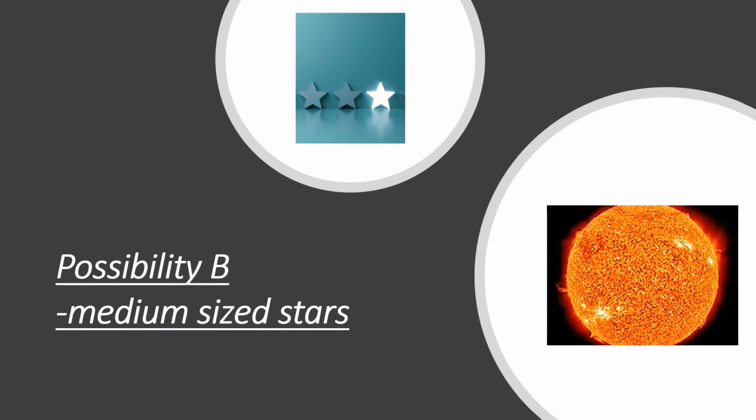Possibility B. Medium-sized stars. When a Sun-like star has used up the hydrogen in its core, nuclear fusion spreads outside the core, making the star expand into a red giant. The core collapses until it's hot and dense enough to fuse helium, but eventually it runs out of helium too. Finally, it becomes a white dwarf and its outer layer spreads into space as a cloud of debris.